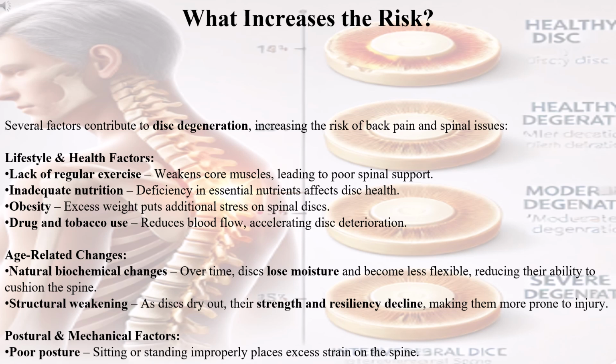Age-related changes, natural biochemical changes. Over time, discs lose moisture and become less flexible, reducing their ability to cushion the spine. Structural weakening, as discs dry out, their strength and resiliency decline, making them more prone to injury. Postural and mechanical factors: poor posture, sitting or standing improperly places excess strain on the spine.